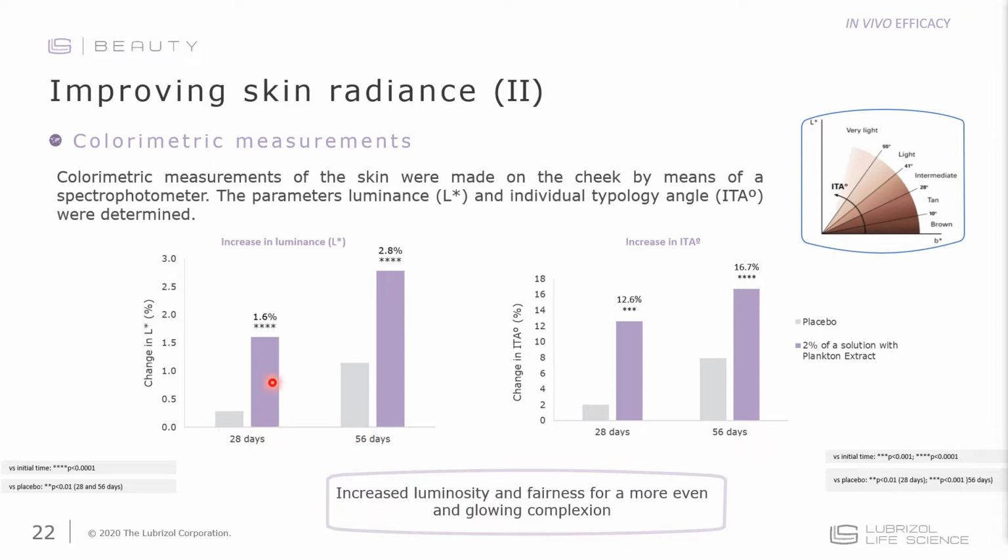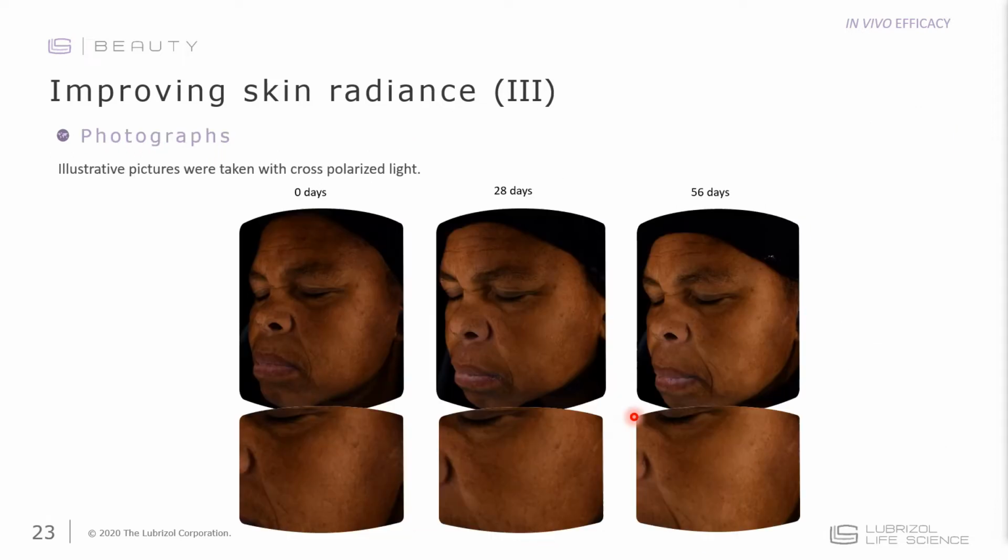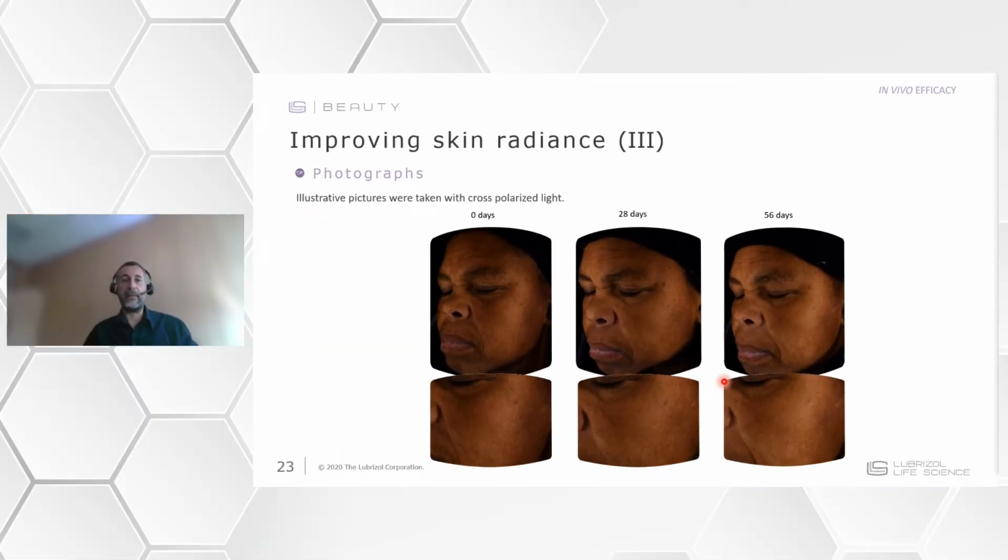And we can observe how in purple, our solution, the cream containing 2% plankton extract, increases significantly the luminance after 28 and after 56 days. And the same with the individual typology angle, with a significant increase after 28 days. We can observe here some photographs of some volunteers at time 0, 28 days, and 56 days.